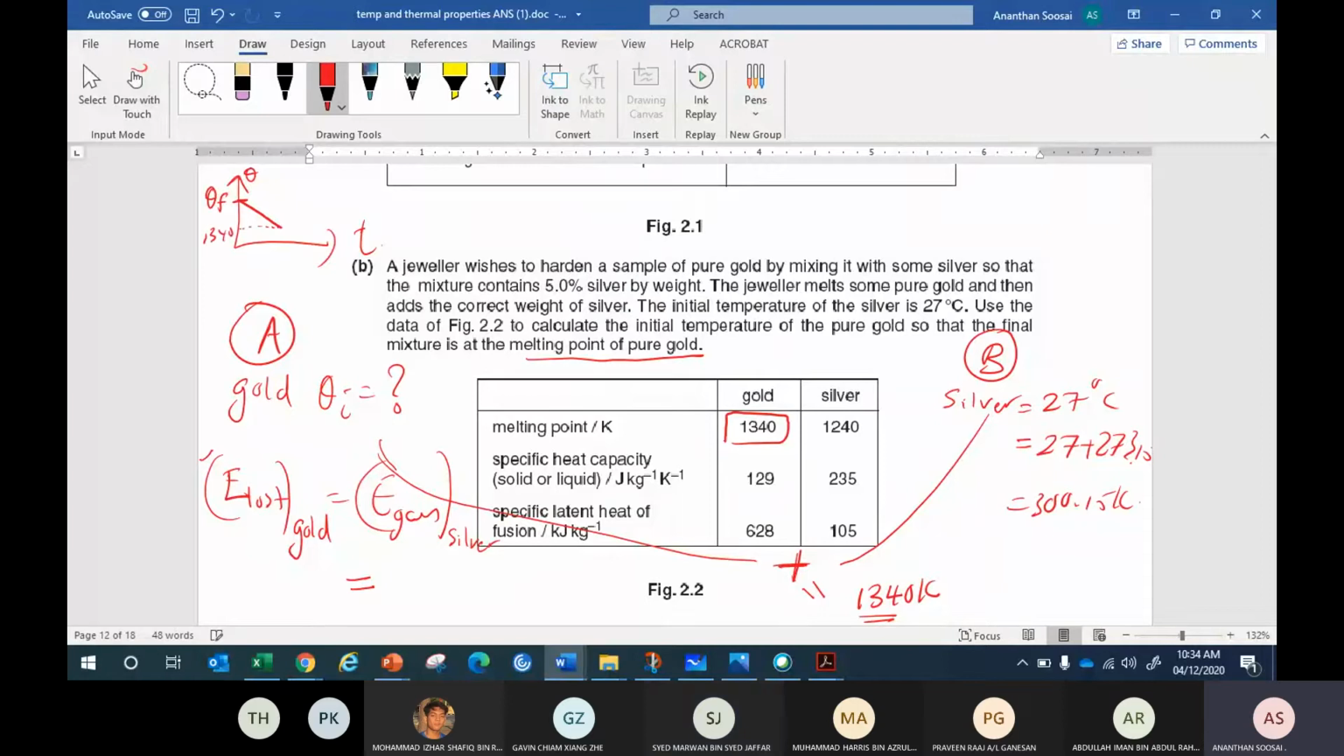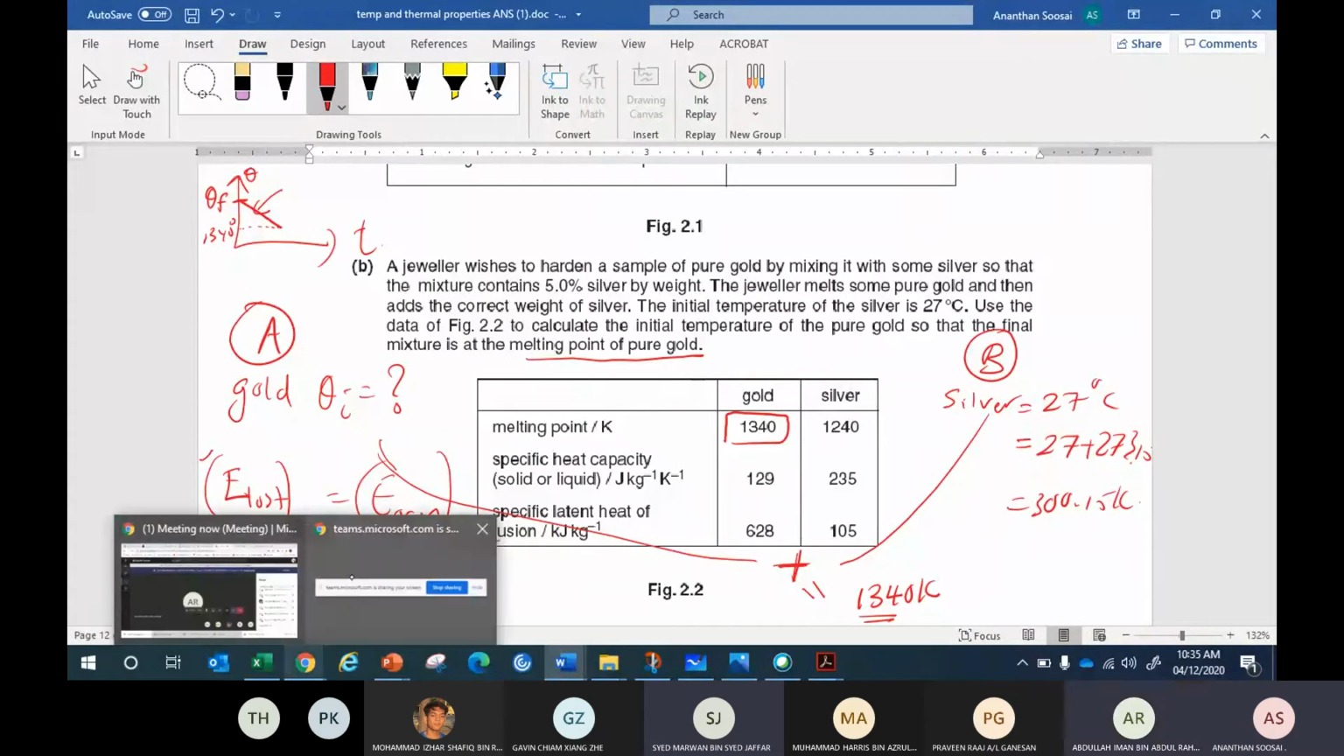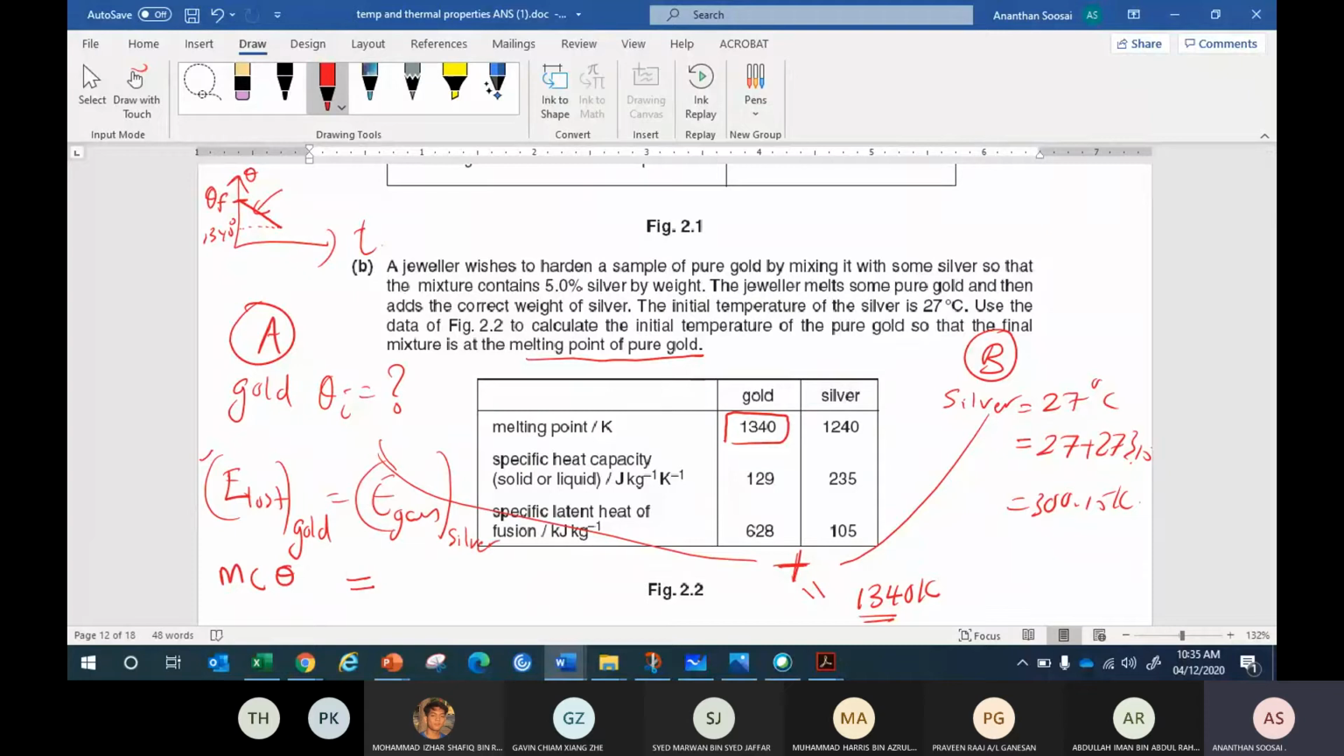It becomes 1340. So gold hasn't melted yet. You just reached the melting point of gold. That's it. It hasn't frozen yet. Okay. So the graph for gold is a straight line. Is there any latent heat involved for the gold? The temperature drops from high temperature to the melting point of the gold. That's it. It never froze. So the gold involves only MC theta. Okay.